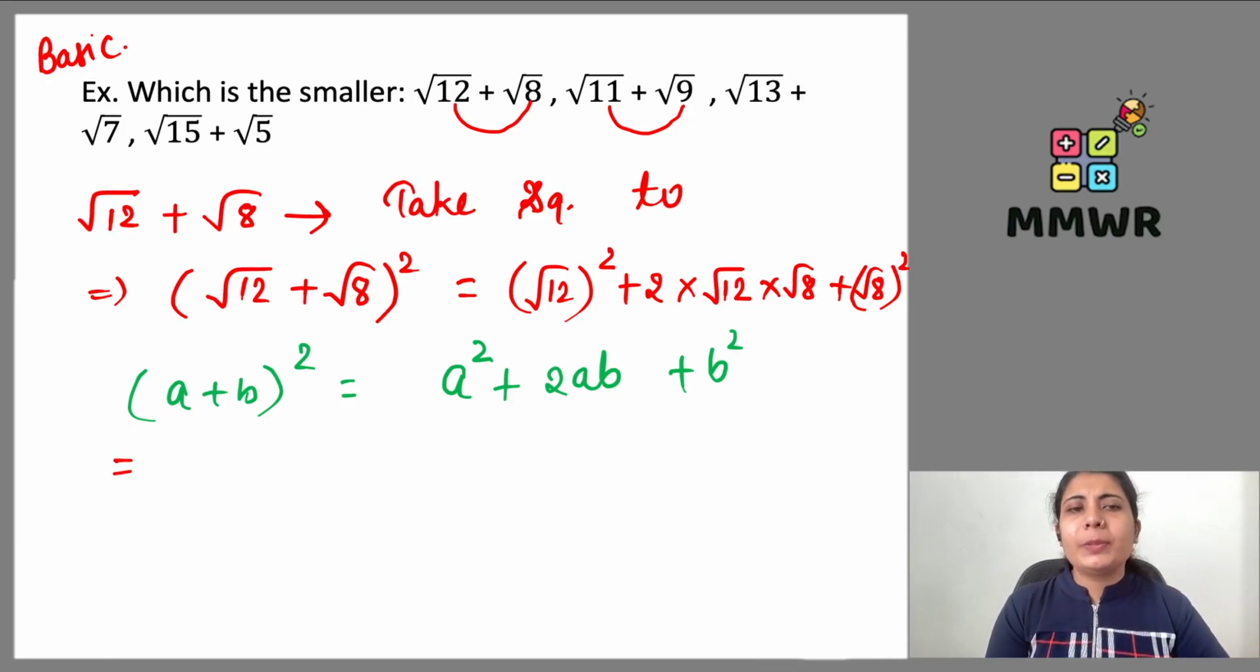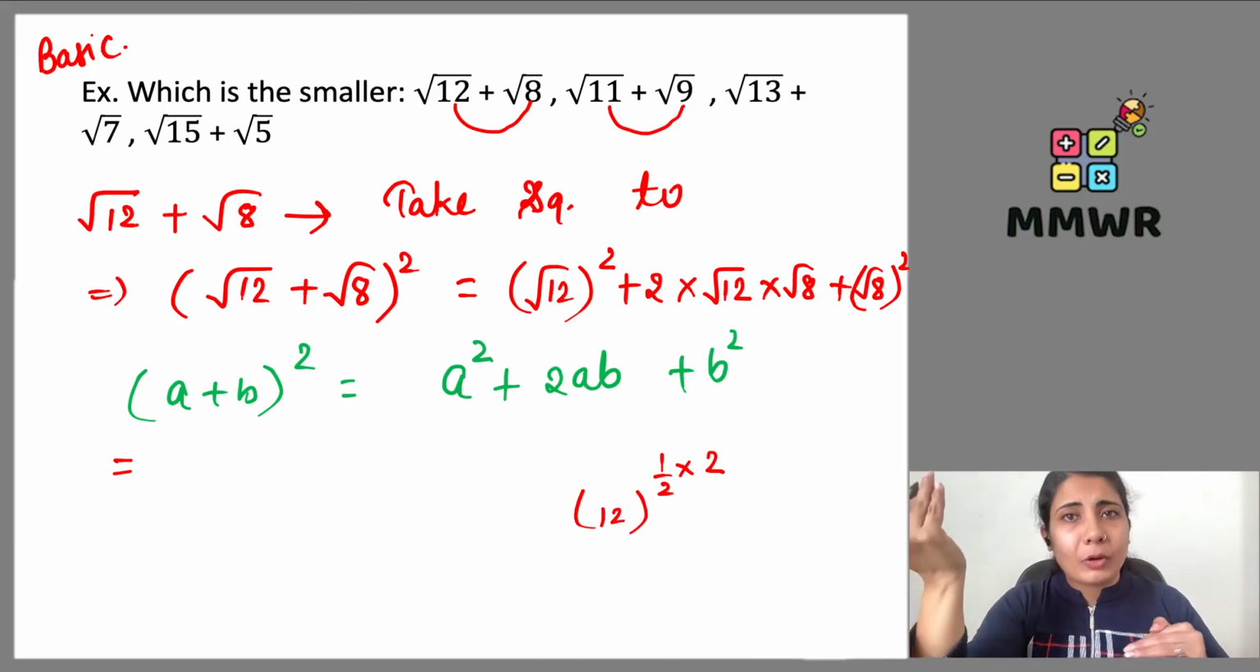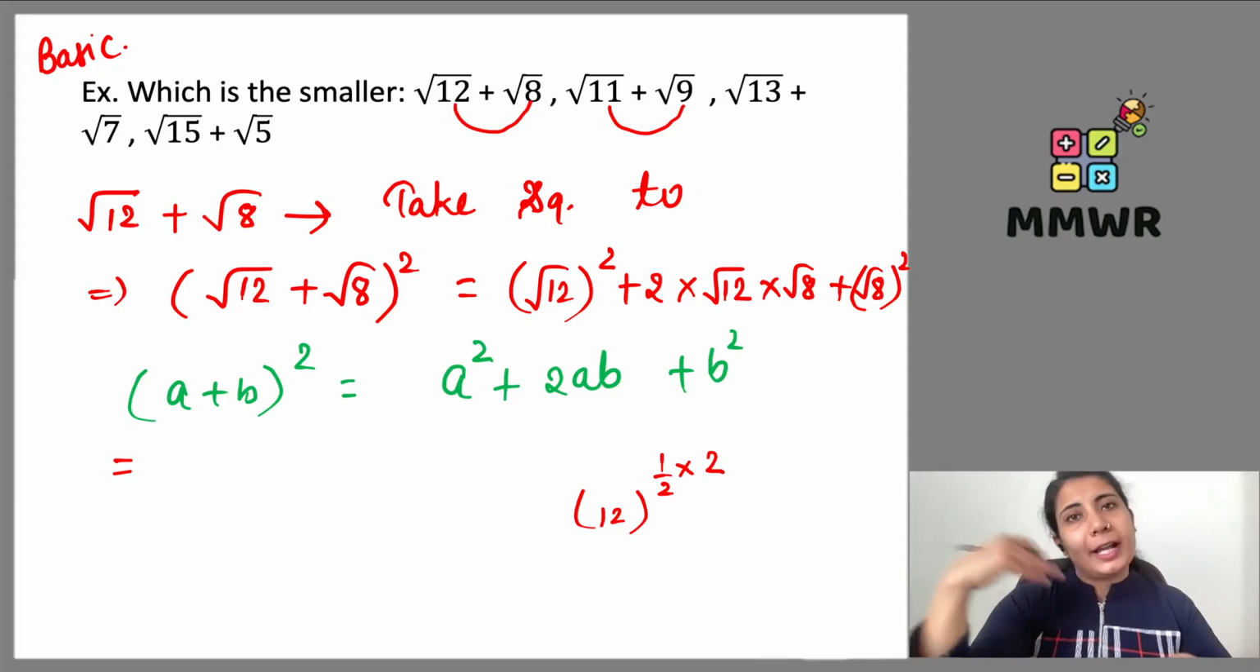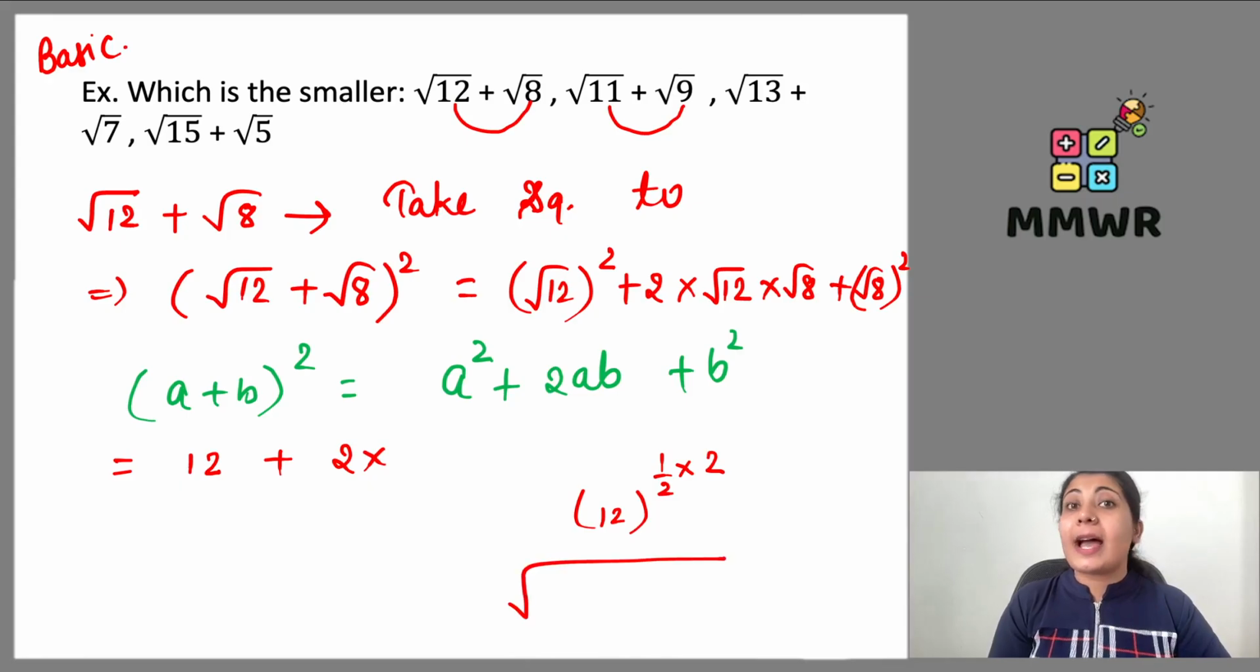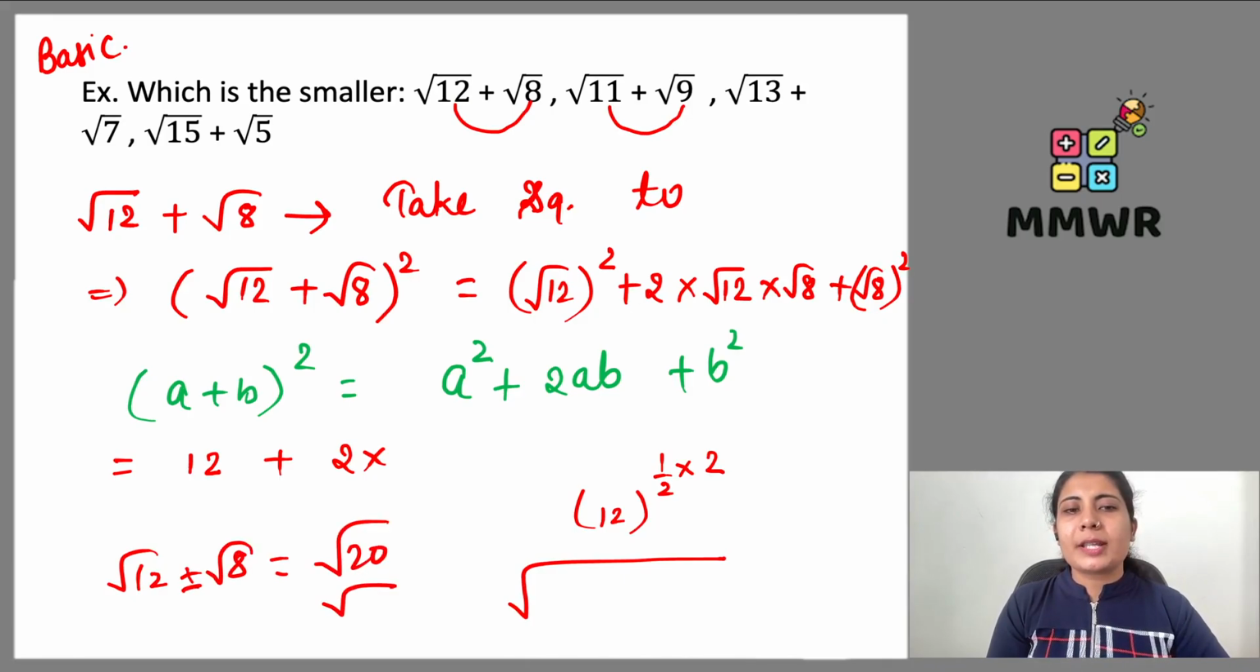Okay, now simply what we will be doing: root 12 square. Root 12 means 12 to the power 1 by 2, and we have the square of it. So the power has one more power. Already the base is in exponential form and it has something in the power, so the powers will be multiplied together, and 2 will get cancelled out with 2. So we get 12 plus 2 multiplied by root 12 multiplied by root 8. Now separately we have roots, and they are in multiplication. It can't be done like root 12 plus root 8 can't be written as root 20. Similarly, subtraction can't be written as root 4.